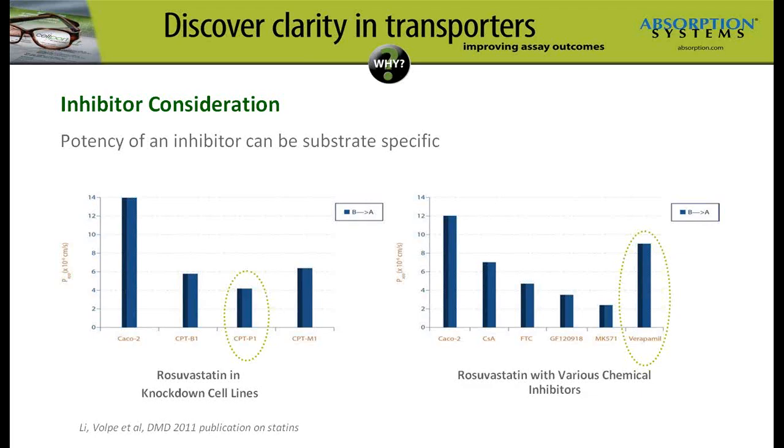In this study, we identified rosuvastatin as being a substrate of 3 efflux transporters, PGP, BCRP, and MRP2. When a confirmatory experiment with a panel of PGP, BCRP, and MRP2 inhibitors was performed, the lack of potency of verapamil surprised us. Verapamil was being used at 100 micromolar, which is 20-fold higher than its IC50 for digoxin.